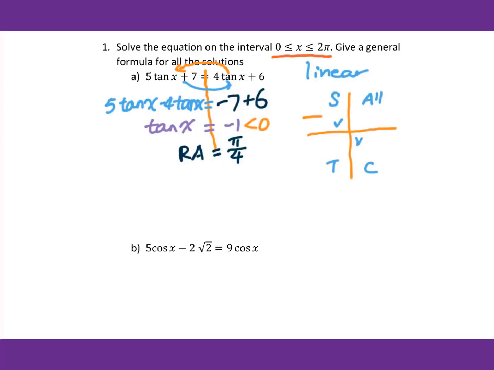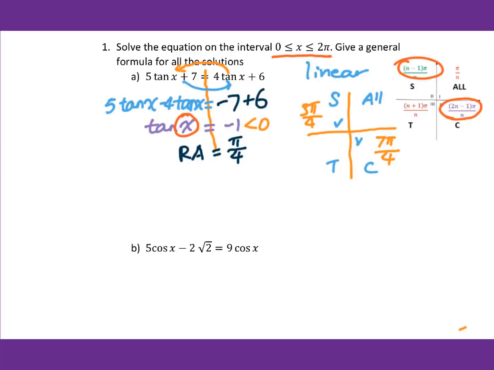For the second quadrant, we know 3 pi over 4. For the fourth quadrant, we know that's 7 pi over 4 because of this pattern. Then we need to check the angle. This is x. So we know x equals 3 pi over 4 and x equals 7 pi over 4. x1 equals 3 pi over 4. x2 equals 7 pi over 4.